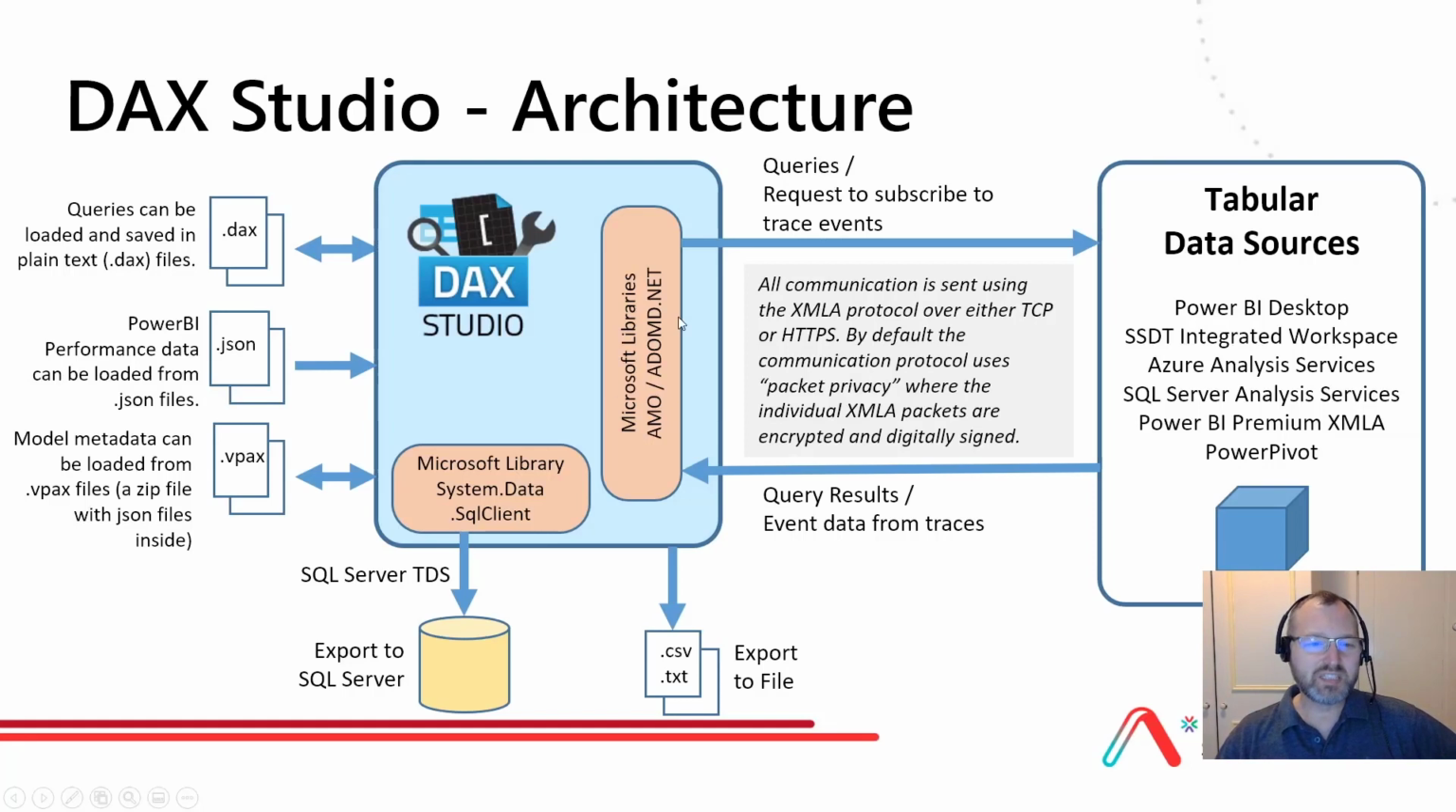I know this is a bit of a busy slide, but if you look at the center here, this blue box represents Dax Studio. At its core, Dax Studio uses a couple of Microsoft libraries, the AMO or TOM library now, and ADOMD.NET. And all we do is send a query or trace request to whatever data source you want to connect to, and we support all of these different data sources. And then we get the results back, either event traces or query traces. We'll have a look at those.